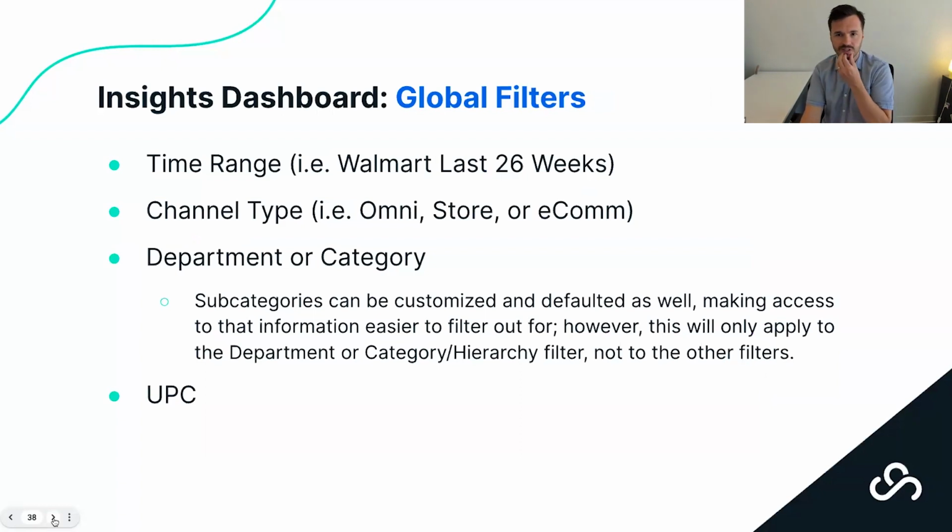So the global filters, I mentioned this a little bit already. You've got your time range, the channel type, omni, store, or e-com. So you're looking at store, e-com, or both. The department or category. This is where you can customize your subcategories. They also have defaulted subcategories as well. So you can look at that if you want to look within a particular category, performance of different subtypes. This will only apply to the department or category hierarchy filter and not to the others. It's a little call out there. And then UPC as well.